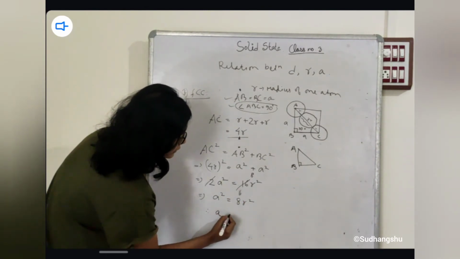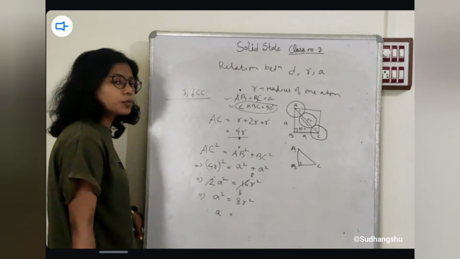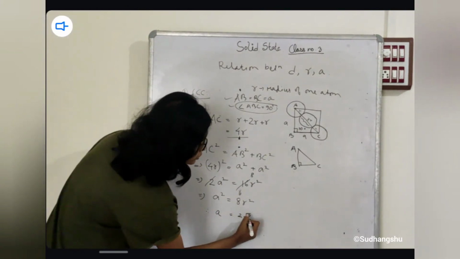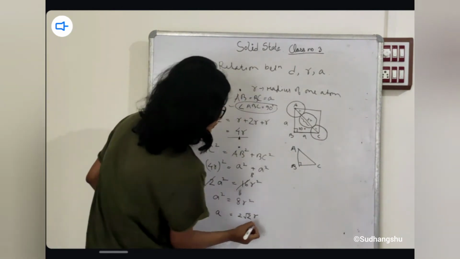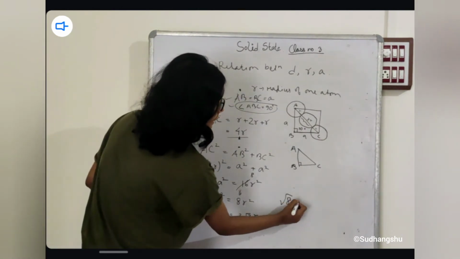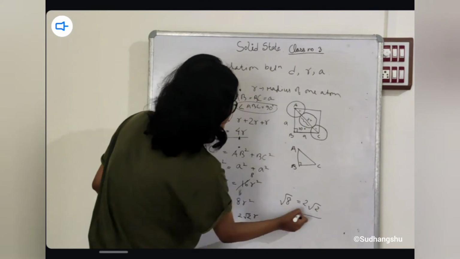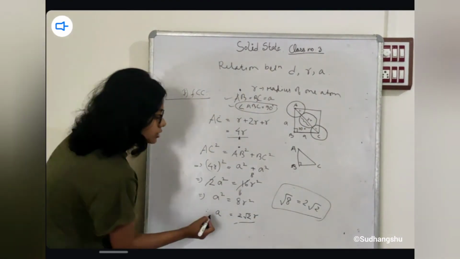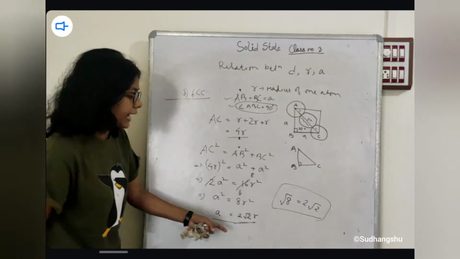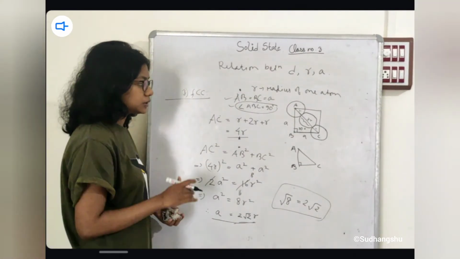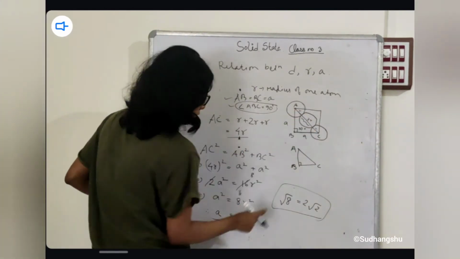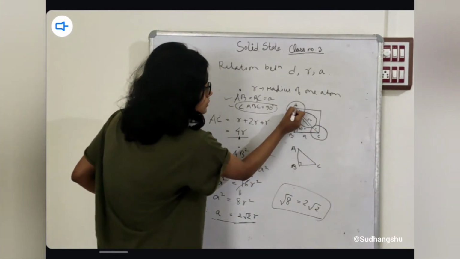Therefore, taking the square root, we will get a is equal to 2 root 2 r. Okay? Square root of 8 is 2 root 2. So this is the relation between a and r. Now what is the relation between d and a? Or d and r.